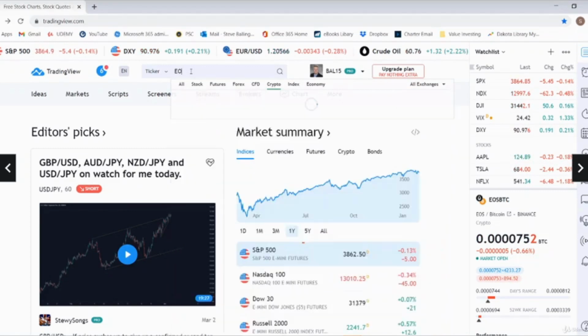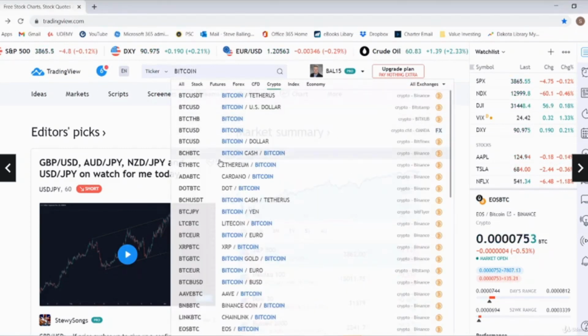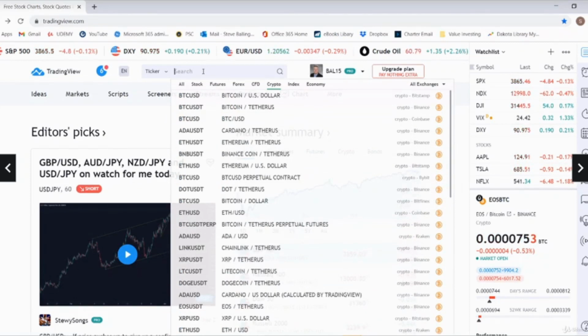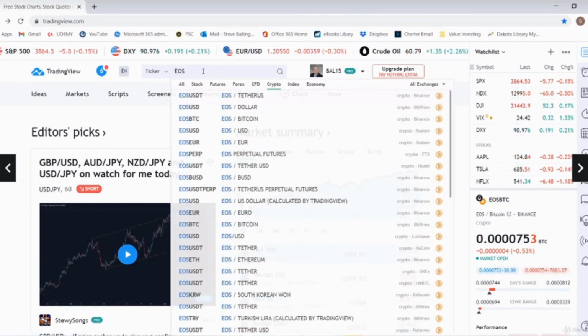Now I could type in any type of cryptocurrency. Let's say I want to type in Bitcoin. Show me all these different pairs with Bitcoin, right? With dollars, or Cardano or Polkadot, Litecoin, XRP, all sorts of different types of cryptocurrencies. But let's say I want to trade EOS, which is another type of cryptocurrency, and I want to trade it with, like, euros. So maybe I live in the European Union and I want to trade for euros.